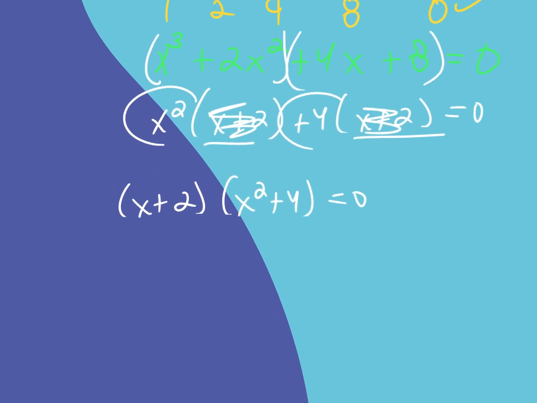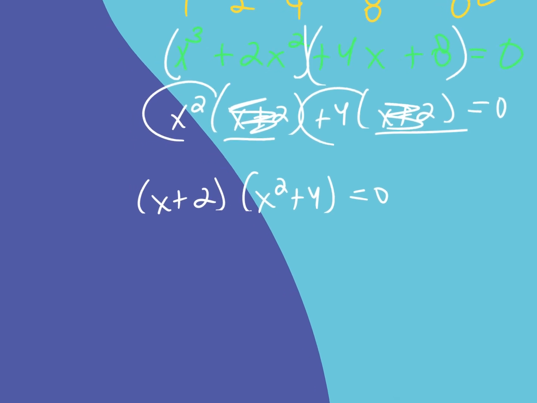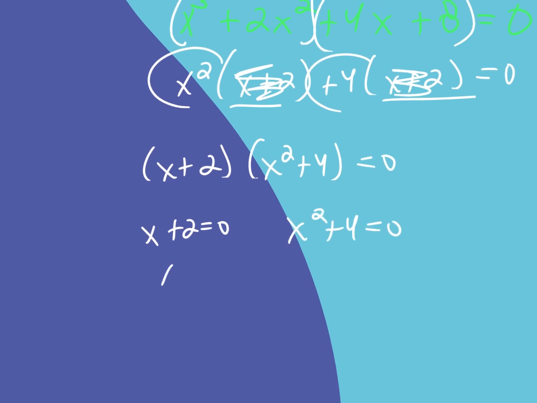All right, so now, can I factor x squared plus 4? Can I factor x squared minus 4? Yes. X squared plus 4 is going to give us imaginary answers. Some of you guys saw that. So here I'm going to say x plus 2 equals 0, and x squared plus 4 equals 0. So here I have an answer of x equals negative 2, and here I have an answer of x equals what? Plus minus 2i.